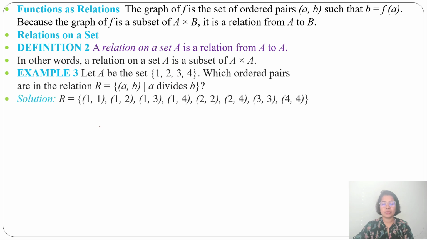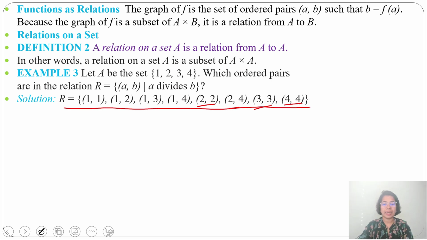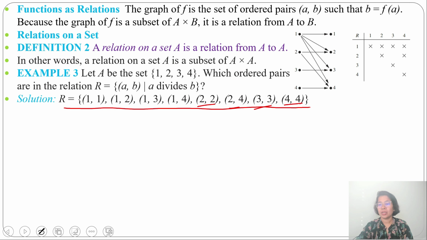Next, 2 divides 2, 2 divides 4. Next, 3 divides 3, 4 divides 4. So this is the relation where a divides b. These are the ordered pairs. We can also make a graphical representation for this. 1 divides 1, 2, 3 and 4. 2 divides 2 and 4. 3 divides only 3. 4 divides only 4.